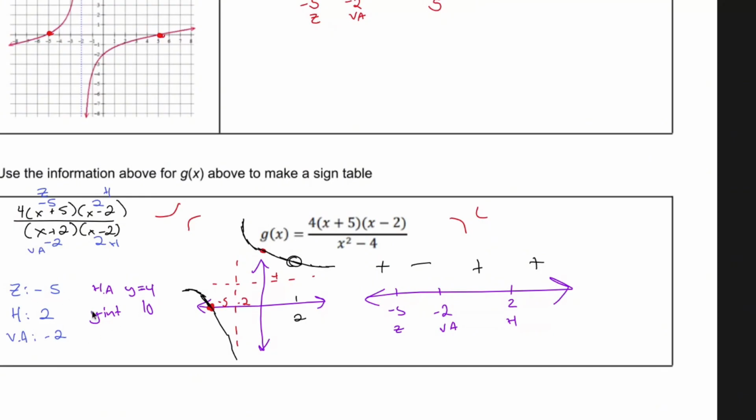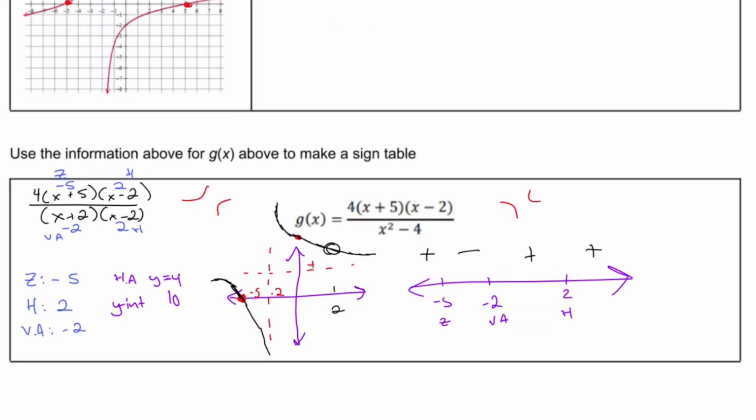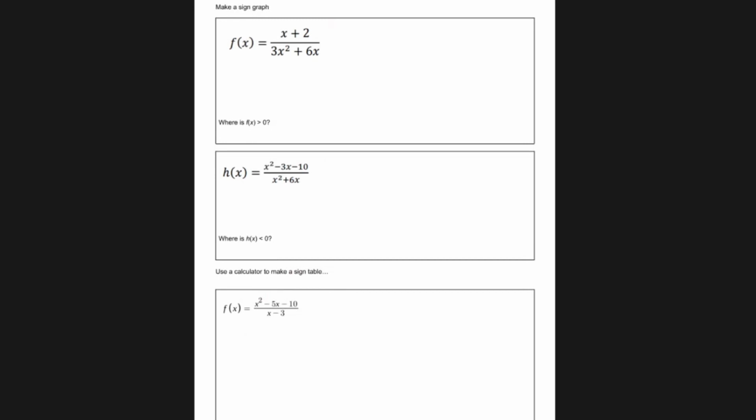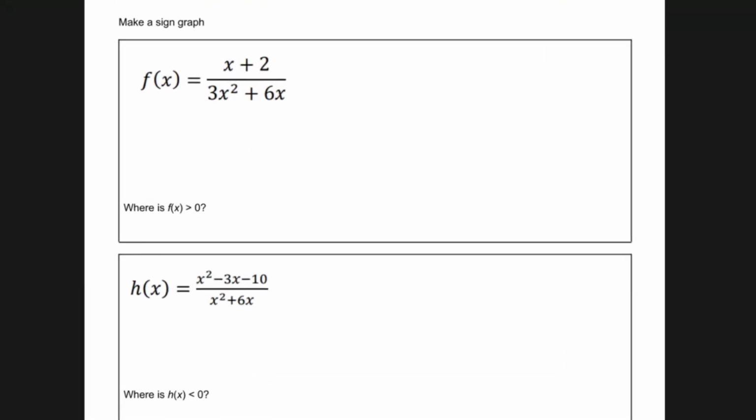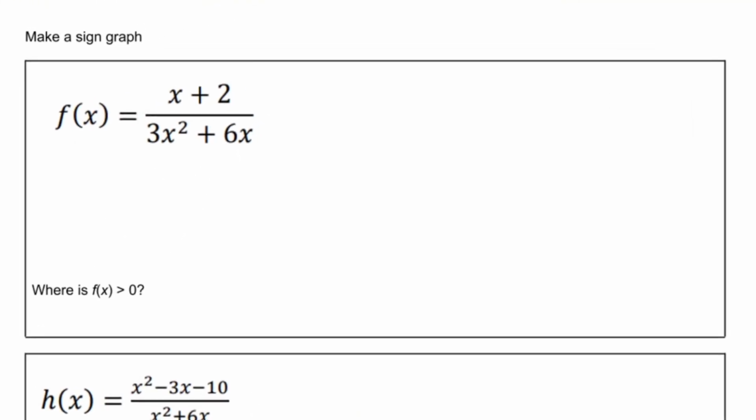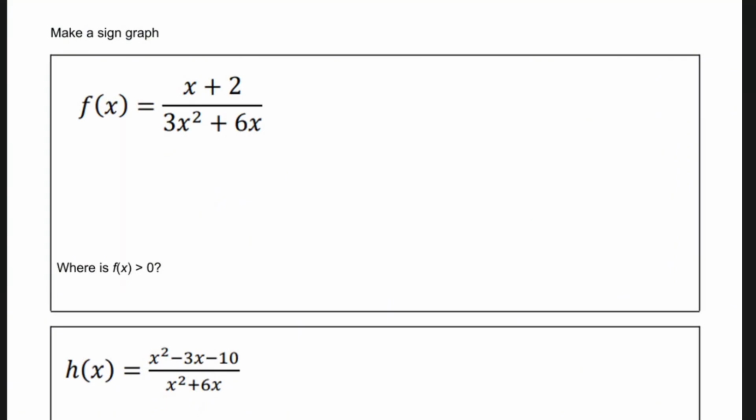So that is how we're going to sketch the graph. We label everything we can, okay? We label everything we can: our zeros, our holes, our y-intercepts, especially our horizontal asymptote, and we go from there. Put a bunch of dots and a bunch of circles. All right, let's do this again. Make a sign graph. All right. So we have to label all of this stuff.